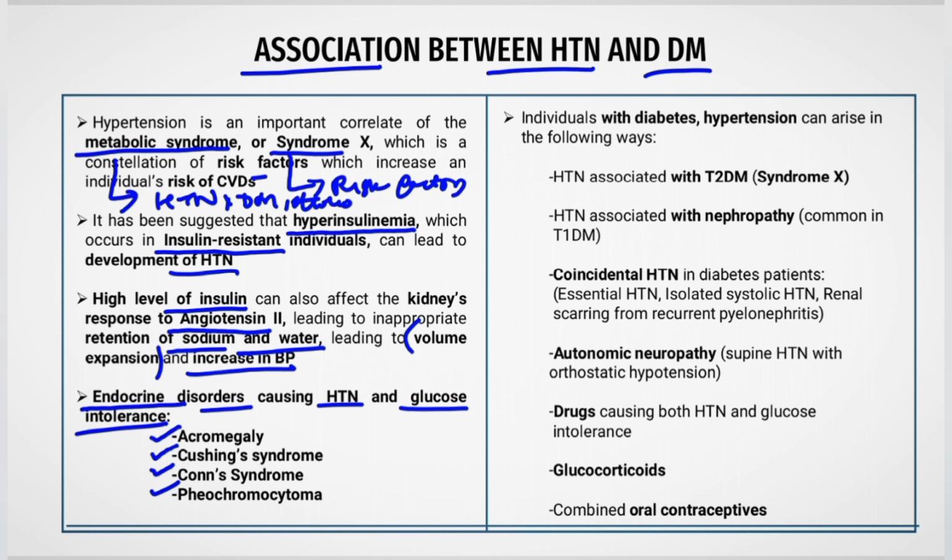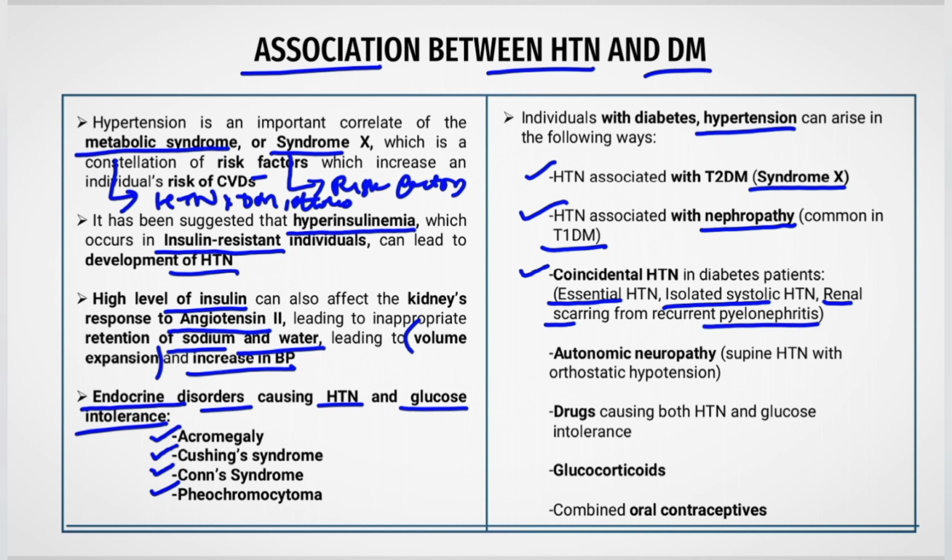It has been found that in individuals with diabetes, hypertension can arise in various ways. As we have discussed, hypertension can be associated with diabetes as a part of syndrome X or metabolic syndrome. Hypertension can also be associated with nephropathy, and this nephropathy is very common in type 1 diabetes mellitus. Hypertension can be present in a patient with diabetes as a coincidence. A few examples are essential hypertension, isolated systolic hypertension, renal scarring from recurrent pyelonephritis.